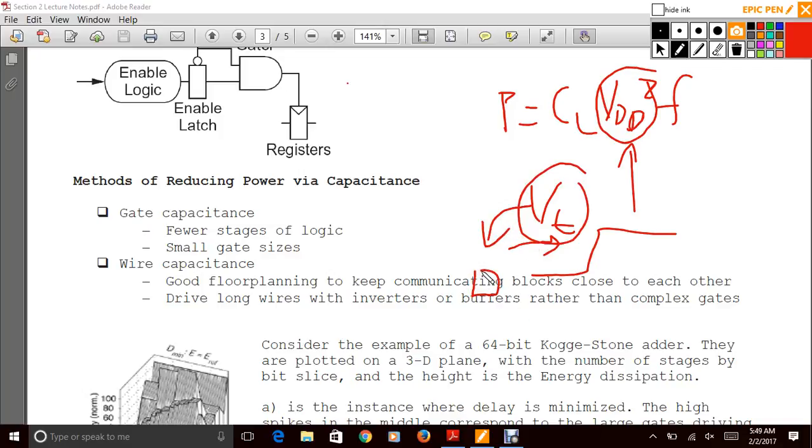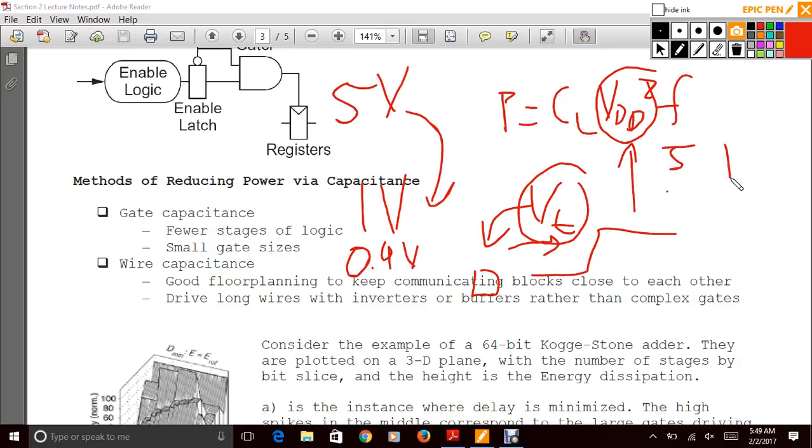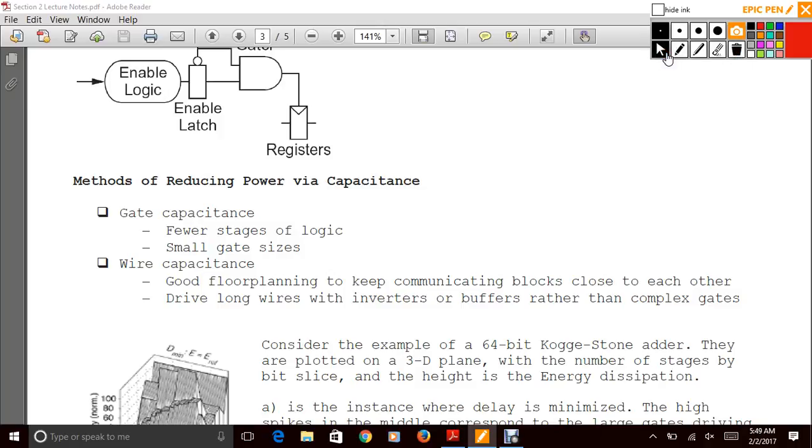Supply voltages used to be 5 volts. Now they're down to about 1 volt or 0.9 volts. So if you have a reduction from 5 to 1 here, you're reducing power consumption by a factor of 25. But as we learned in the previous section, the trade-off of smaller devices, smaller transistors, ends up causing a bunch of other issues. But that's why we're engineers. We try to come up with methods to solve them.